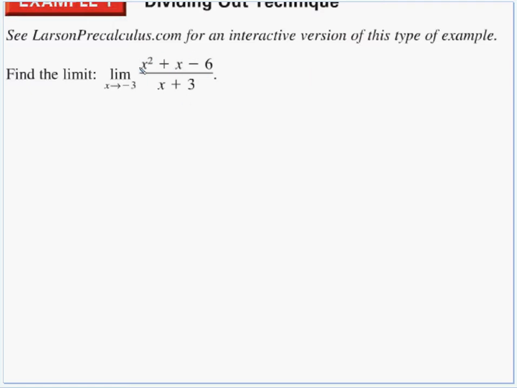In the last section, we would set up a table or maybe look at a graph and try to figure out that limit as we approach -3. A better way, an algebraic way, is to see if we can divide anything out.